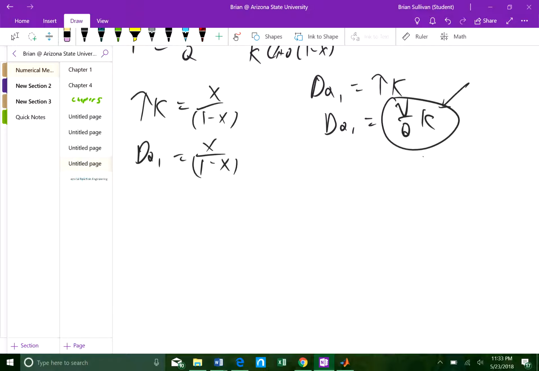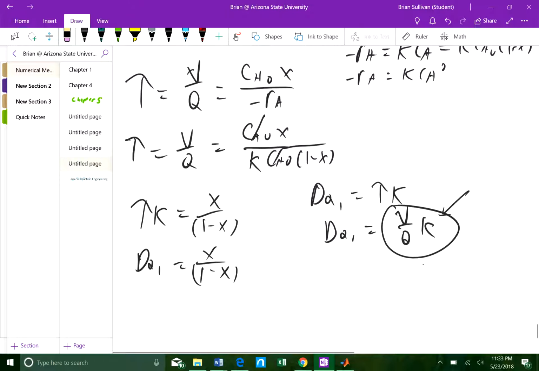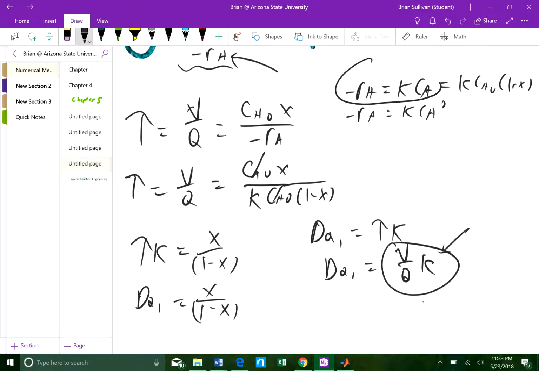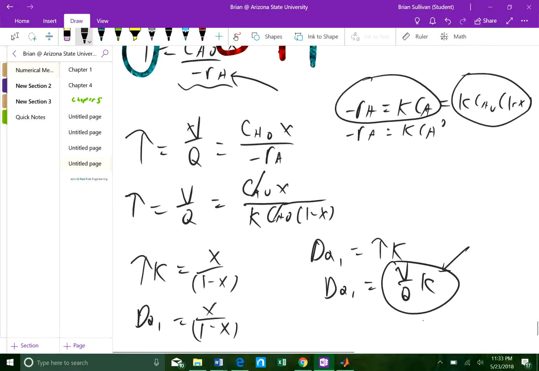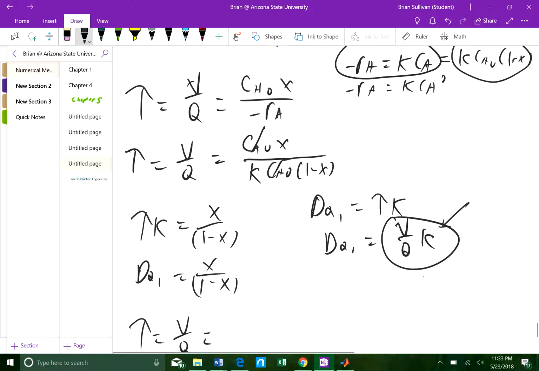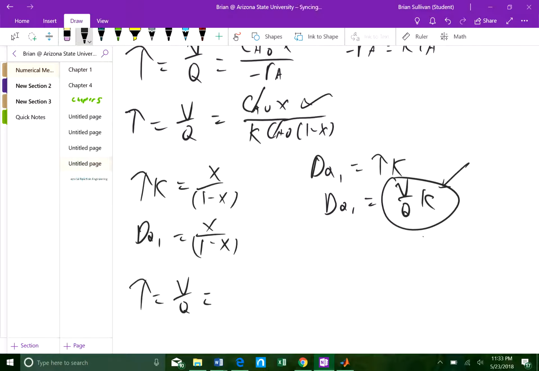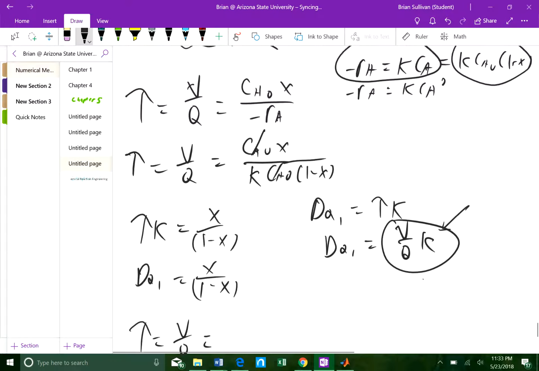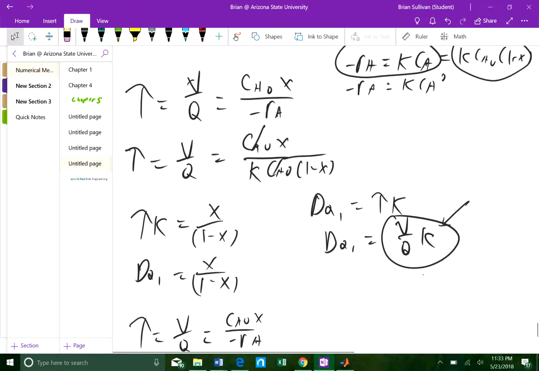So before the video ends, I want to go over how you get the Damkohler number for a second order reaction. Because remember, we use this. Really this, but same thing. So let's do it. So we know tau is equal to V over Q, right? Which is equal to C_A0 X over negative r_A. Or, sorry, no, we can't use that one yet. We've got to keep the r_A in. C_A0 X over negative r_A. If you're wondering where I'm getting that from, it's right here.